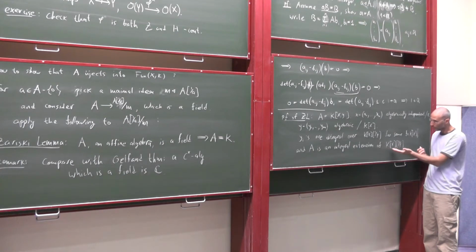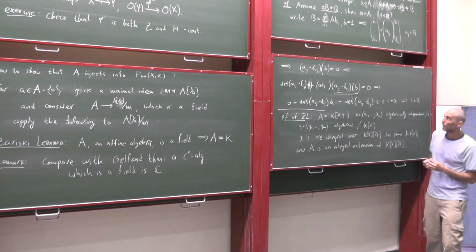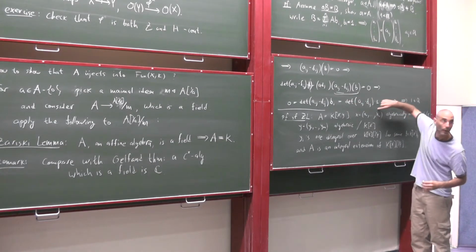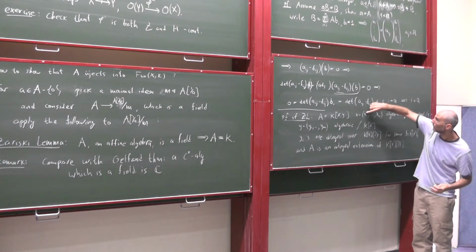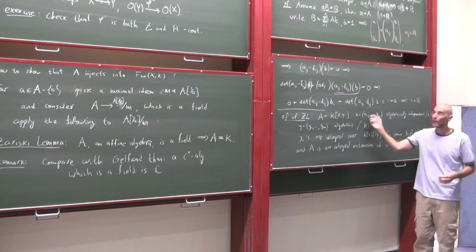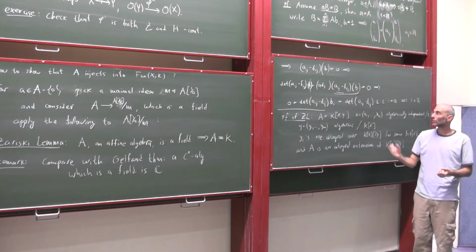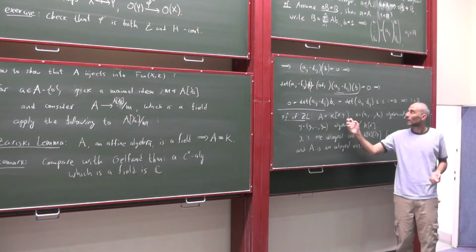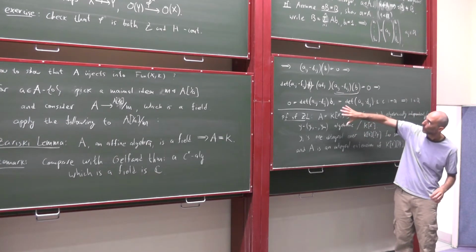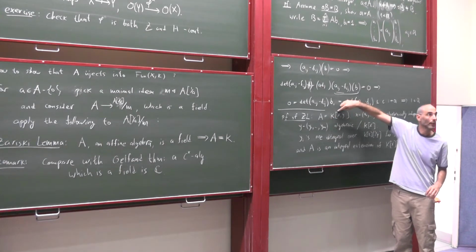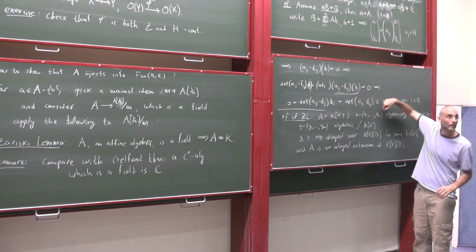At this stage of the proof, I'm trying to prove that this is K. Well, I want to show that actually you don't have any variables here. A is K. I see, there are no x's in this. A priori, this is just an algebraic extension. What I want to show now is that A is an algebraic extension of K. There are no x's here.